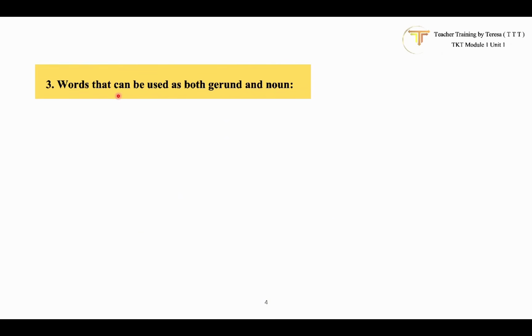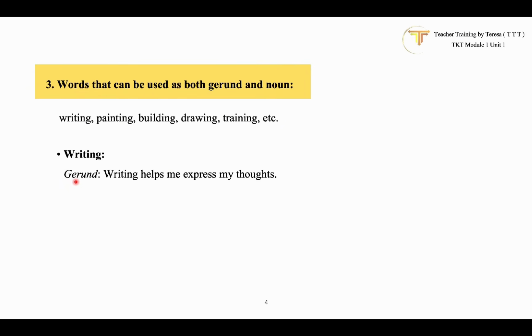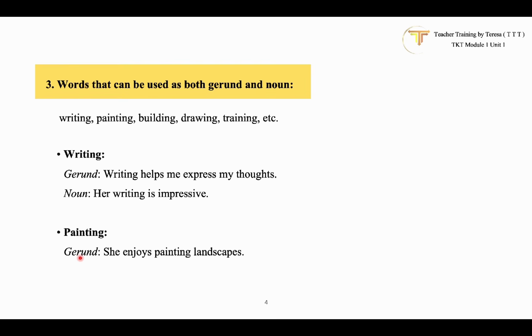3. Words that can be used as both gerund and noun. Writing, painting, building, drawing, training, etc. Writing. Gerund. Writing helps me express my thoughts. Noun. Her writing is impressive. Painting. Gerund. She enjoys painting landscapes. Noun. I have a beautiful painting in my living room.